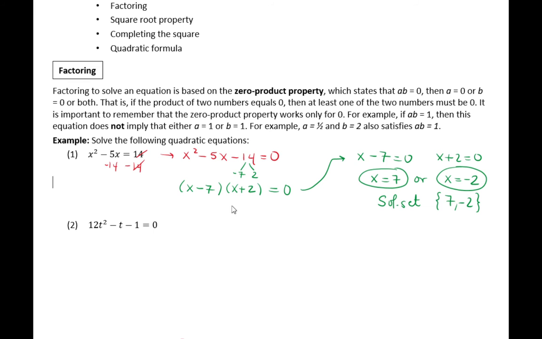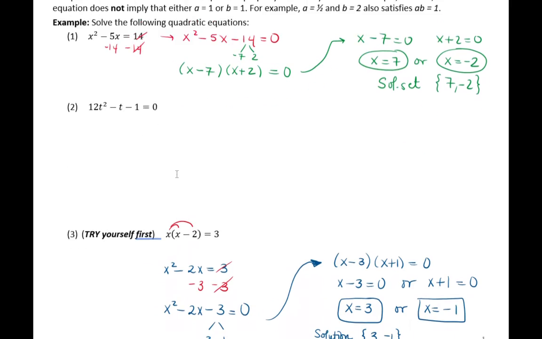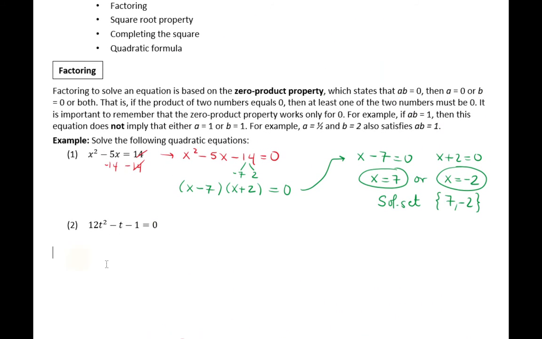Now the next problem. What if you have an equation in which the square term, 12t squared, does not have the coefficient 1, but something other than 1? The point is this: you look for factors of 12t squared. You write it again in the same form, and then you use FOIL. So I have 12t squared, and the last term is negative 1.